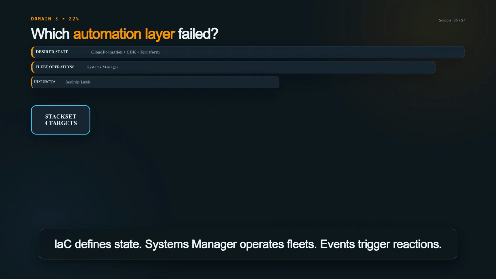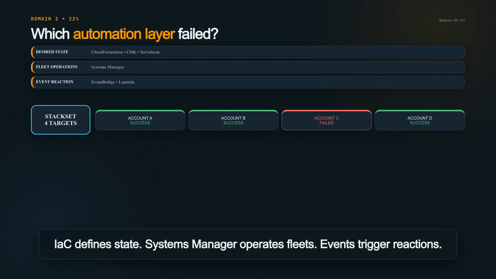Domain 3, another 22%, covers provisioning and automation. Keep 3 layers separate. CloudFormation, CDK, or Terraform describes desired infrastructure. Systems Manager operates existing fleets. EventBridge and Lambda react to events. Automation is useful, but a bad target or permission can scale a mistake across accounts.